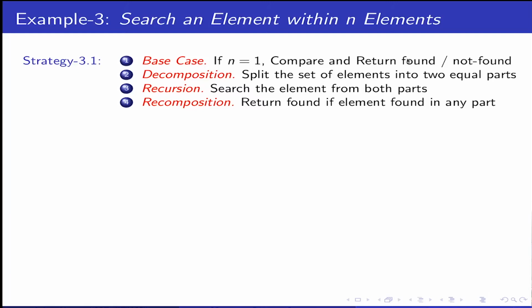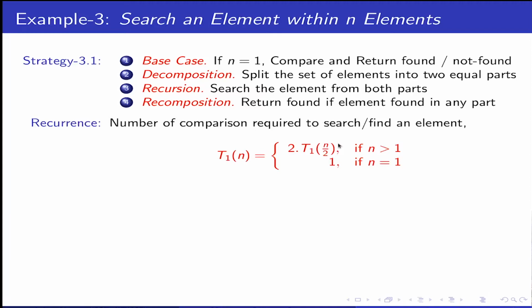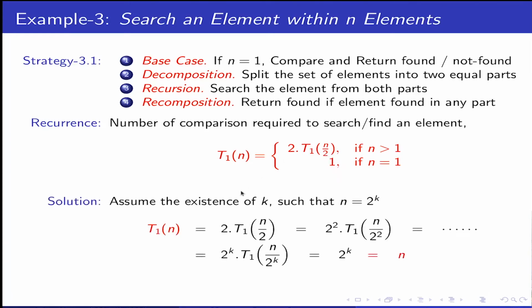For n equal to 1, I just compare and return yes or no. Otherwise, I split the elements into half, search from both. I return if element found in any of the part. It's same as telling us this, because only one comparison if it is one element. Otherwise, the number of comparison from left and the number of comparison from the right will give me this, because recomposition here does not take any comparisons. It just returns if somebody says yes. So therefore, the number of comparisons here is 2t1 n by 2 and this. So you can easily expand this one and find out what is the answer.